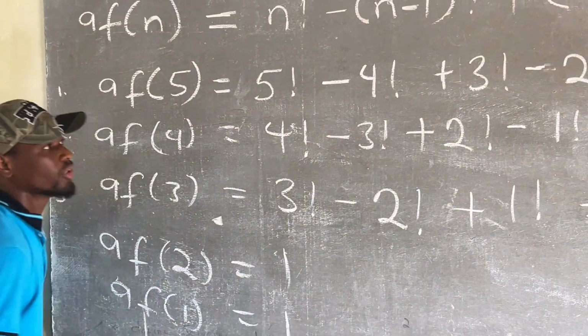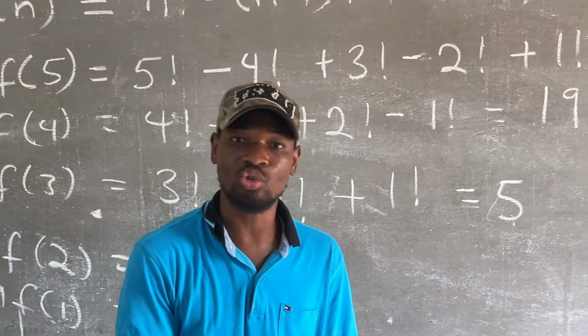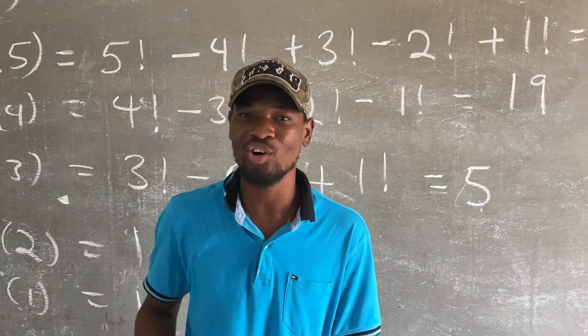And the alternating factorial of 2 is equal to 1, and the alternating factorial of 1 is equal to 1.